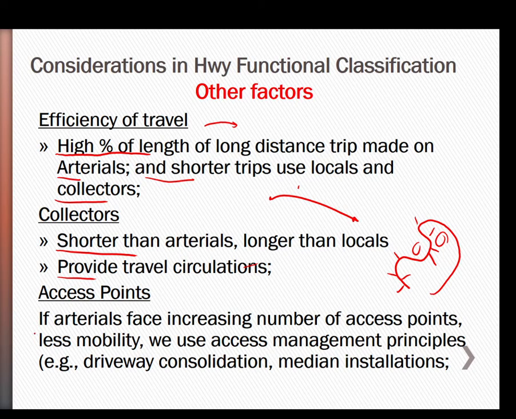characteristic. Finally, access points. If arterials face an increasing number of access points, there is less mobility, so we use access management principles. I'm going to show a picture of that.